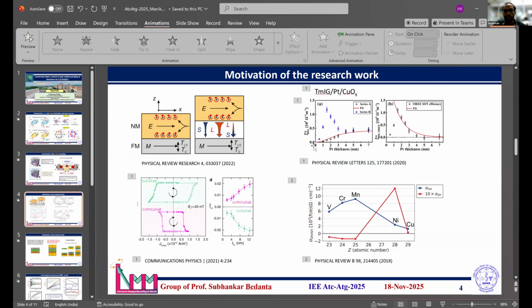You can see the orbital contribution here. The Pt is used here, the copper oxide thickness is the same, but the Pt thickness increases. In this structure, when the Pt thickness increases, one can see the orbital contribution is higher around 1 to 2 nanometers, and above that this conversion is not happening. Maybe it's happening, but it cannot produce torque on the magnetization. That's why I'm using lower thickness, just for conversion to see the orbital Hall effect or orbital contribution.